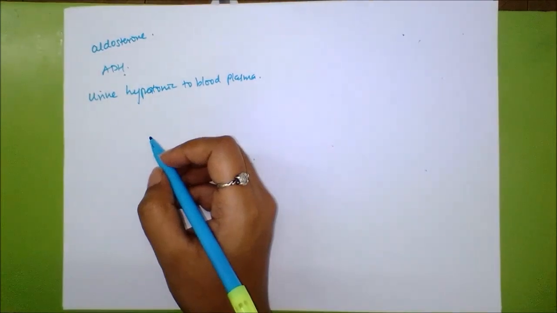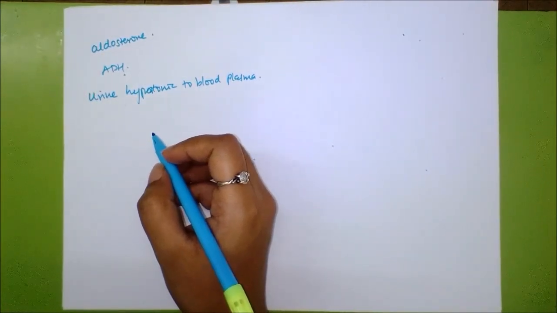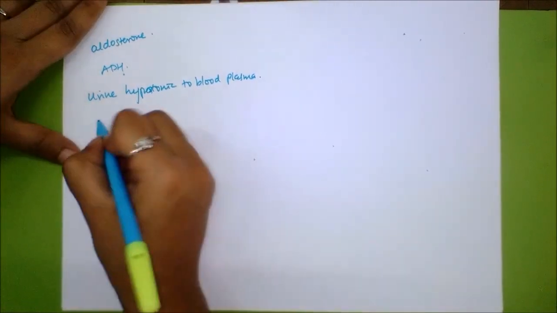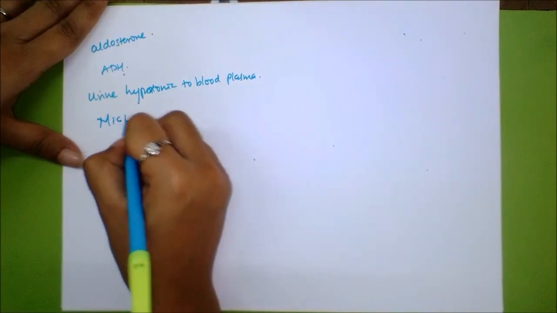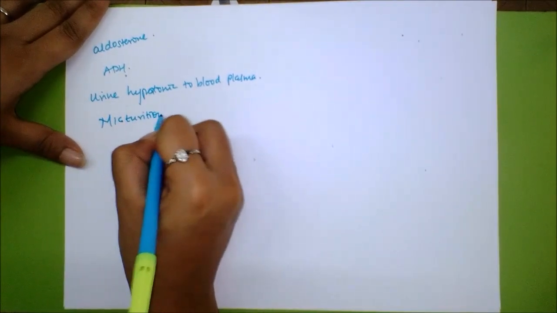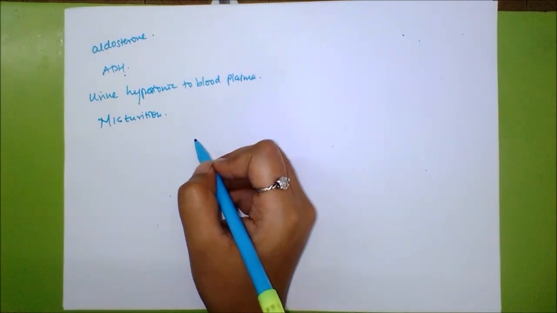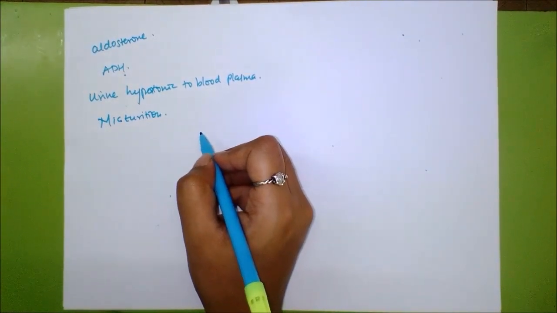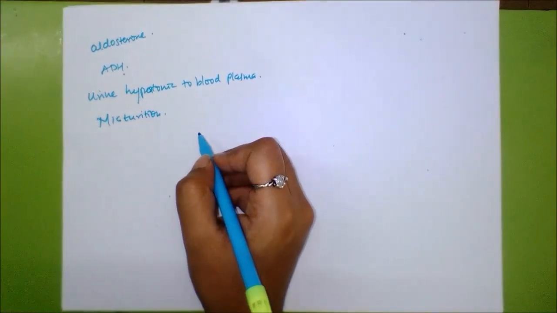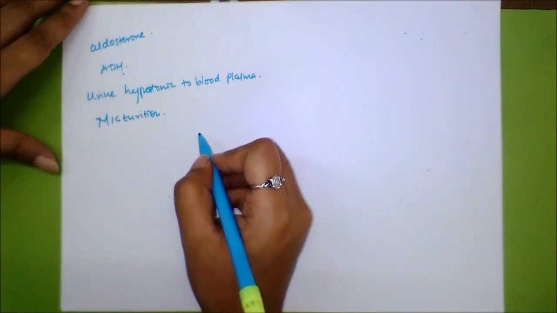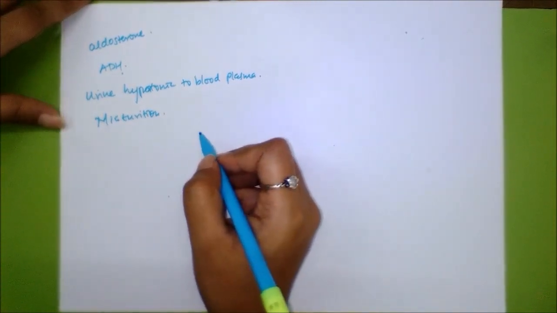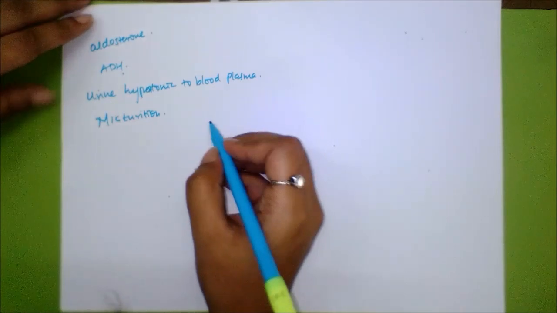The expulsion of urine from the urinary bladder is called micturition. It is a reflex process, but in grown-up children and adults it can be controlled voluntarily to some extent. Countercurrent mechanism.